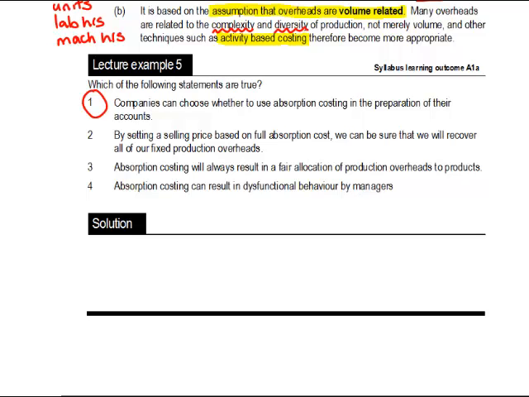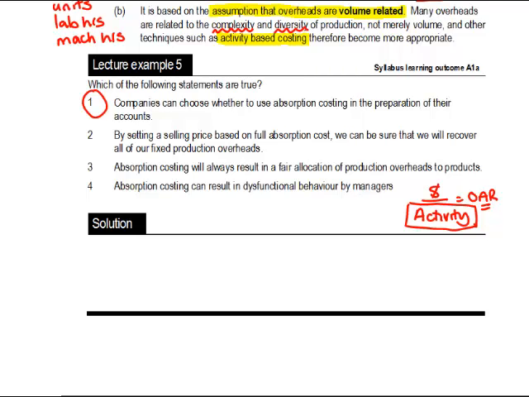Remember, when we set an overhead absorption rate, we estimate what the activity will be and we estimate what the cost will be. Now, that will give us an overhead absorption rate, let's just say per unit. If we use that to set a selling price, we're only going to recover all of that overhead if we actually sell enough units. So even though absorption costing does recognise the fact that we do need to cover all of our fixed production overheads in our selling prices, we still need to make sure we sell enough in order to make sure they're all fully recovered.